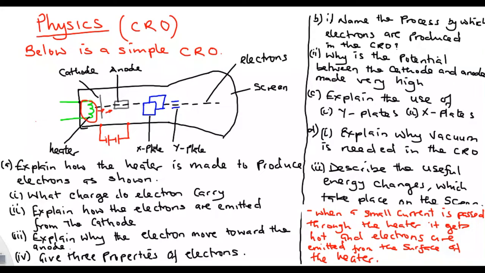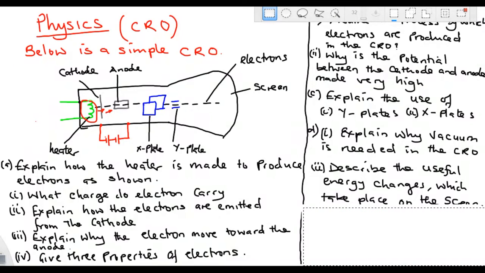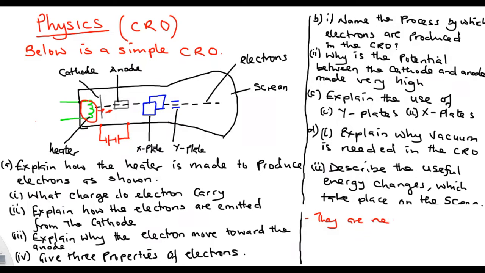Okay, so we move to the next question. The next question is, what charge do electrons carry? So when they are released, they always carry a negative charge, or they are negatively charged. So the answer is, they are negative.